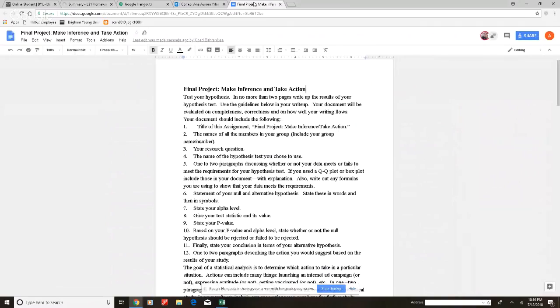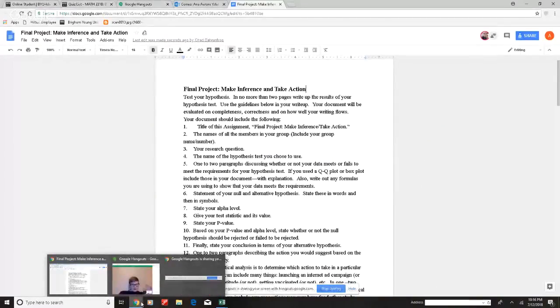So this is what Alyssa did. Research question. We were trying to determine if children between ages 6 and 12. Of course, that's what it is, right? So basically, what we have to do is these directions. Your document should include the following. So there's the title, which you just put in there. The names of all the members, that's us. The research question, we got that. The name of the hypothesis you choose to use, I think. You put that in there.